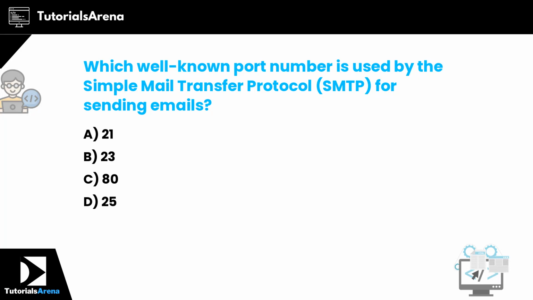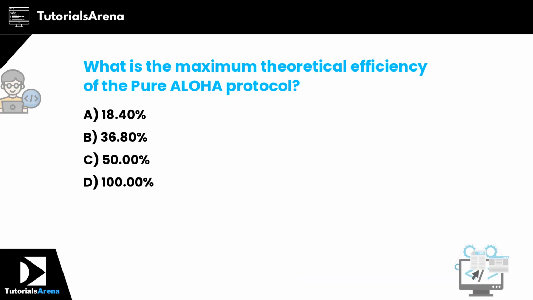Which well-known port number is used by the Simple Mail Transfer Protocol, SMTP, for sending emails? The correct answer is option D, 25. What is the maximum theoretical efficiency of the Pure Aloha protocol? The correct answer is option A, 18.4%.